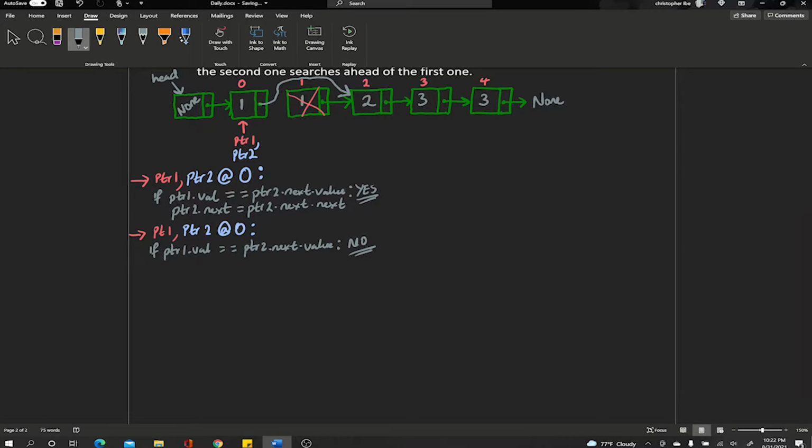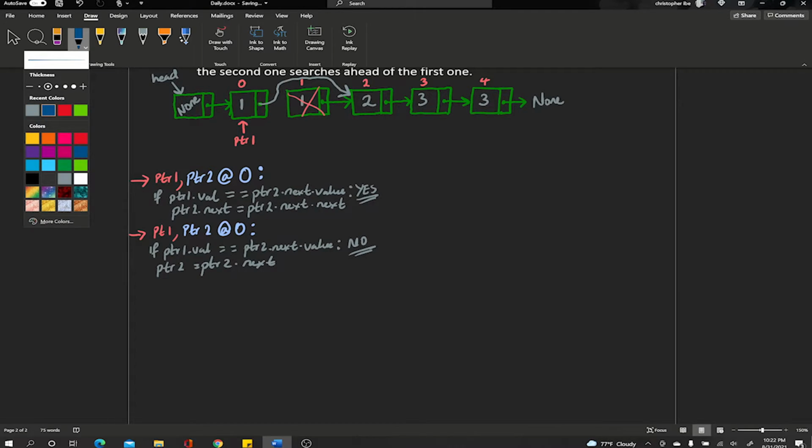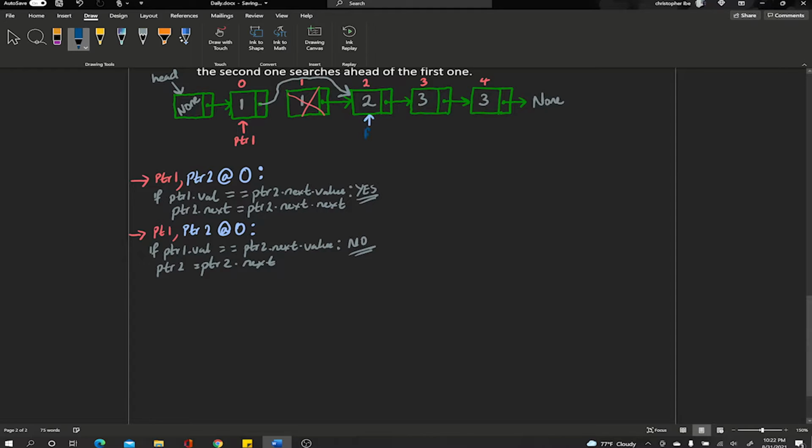What do we do when the answer is no? We're just going to say PTR2 equals PTR2.next. This effectively moves PTR2 from right here to PTR2.next, so PTR2 is now right here. So you see what we're trying to do? We're going to hold PTR1 and keep moving PTR2 until we see an element that's different than PTR1. Then we're going to move PTR1 to join PTR2.